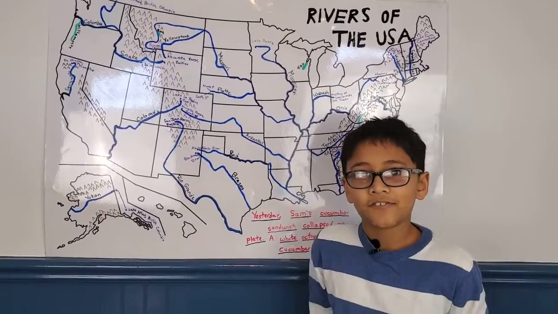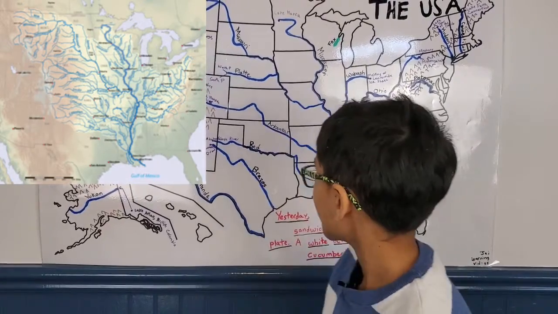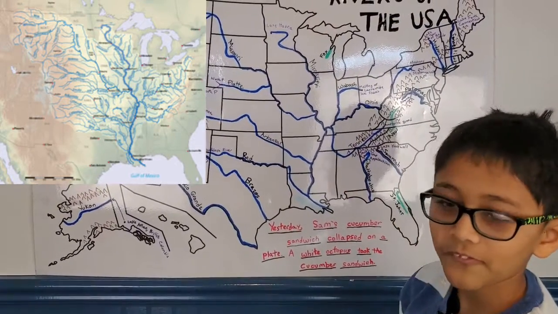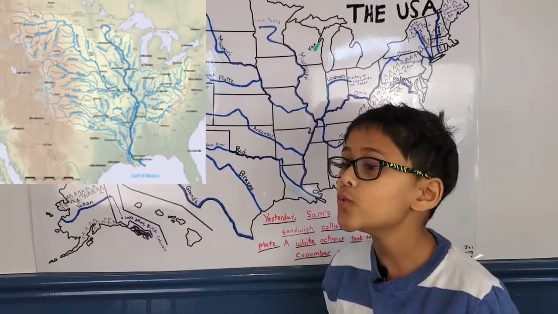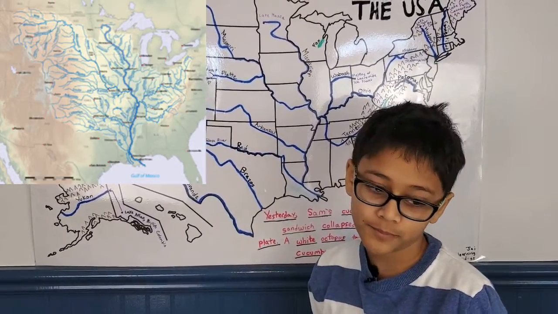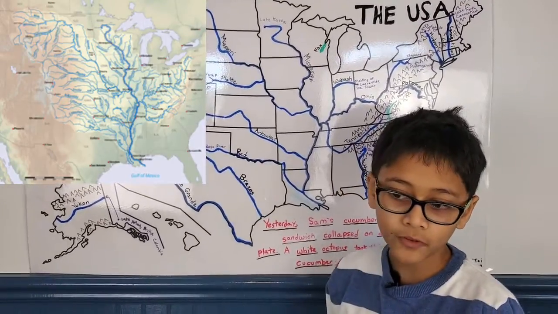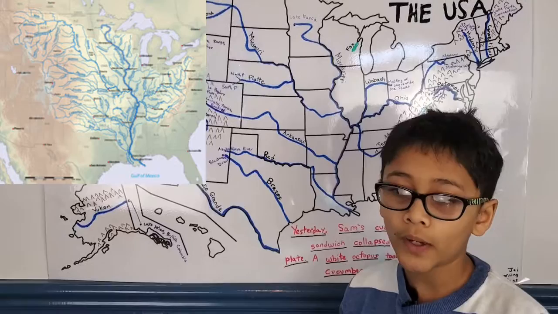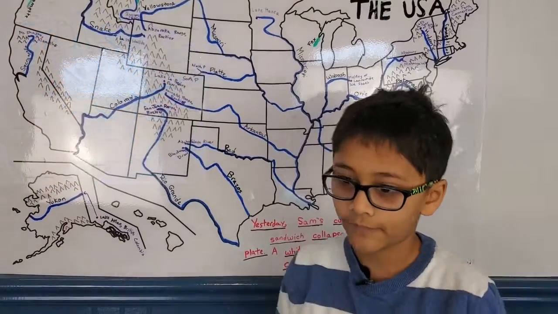Now we're going to see facts. So these are our facts. Our first fact is about the Mississippi River. Over here, we reviewed some of its tributaries, but actually it has about 250 tributaries. That's the largest amount of tributaries in the USA, and that's including all of the ones that we reviewed.